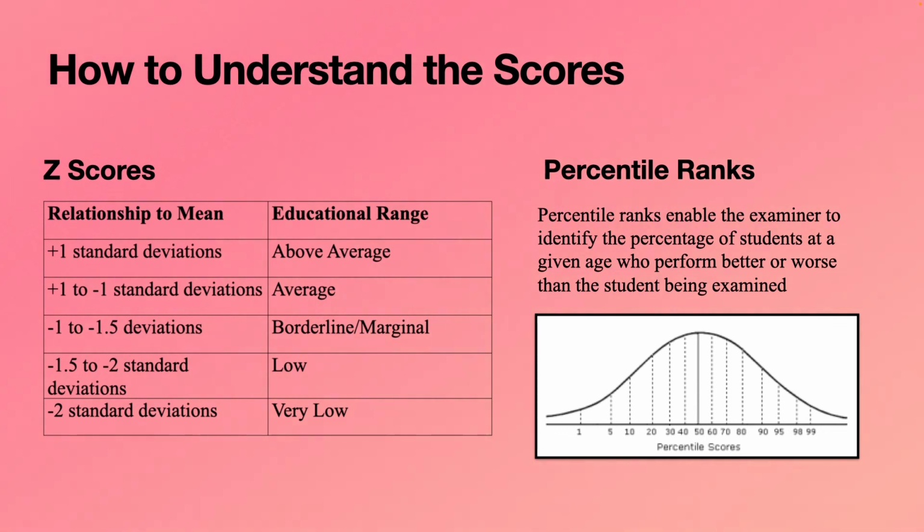Percentile ranks let evaluators and educators see where the student falls in comparison to other students. For example, if a student scored a percentile rank of 87, it would mean that they performed better than 87% of the other students in his norm group.